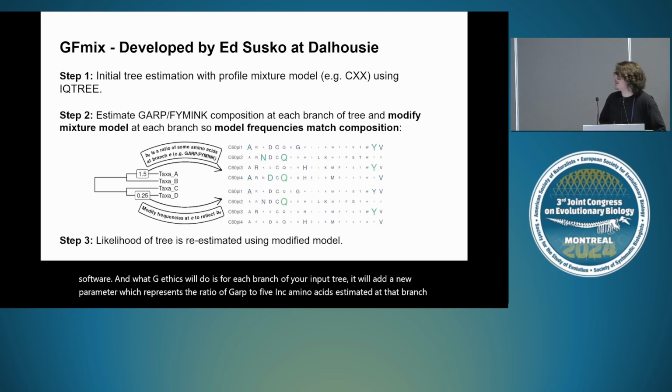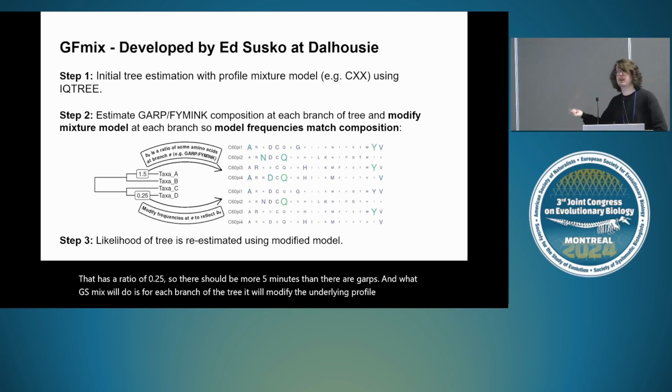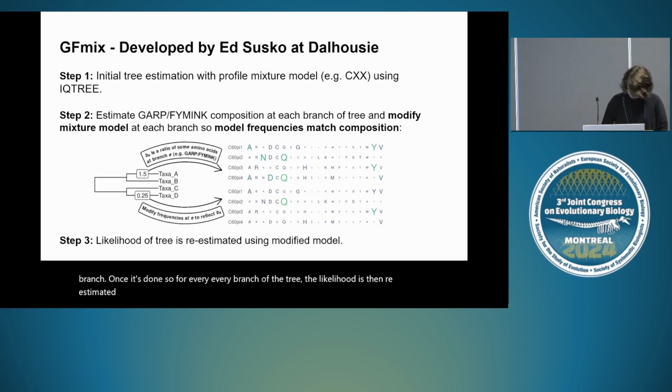So in the graphical example I have here for taxa A, that has a ratio of 1.5, so there should be more GARPs than there are thymics. For the other example, taxa D, that has a ratio of 0.25, so there should be more thymics than there are GARPs. And what GF-mix will do is, for each branch of the tree, it will modify the underlying profile mixture model so that the frequencies of the model better reflect amino acid composition at that branch. Once it's done so for every branch of the tree, the likelihood is then re-estimated as normal.